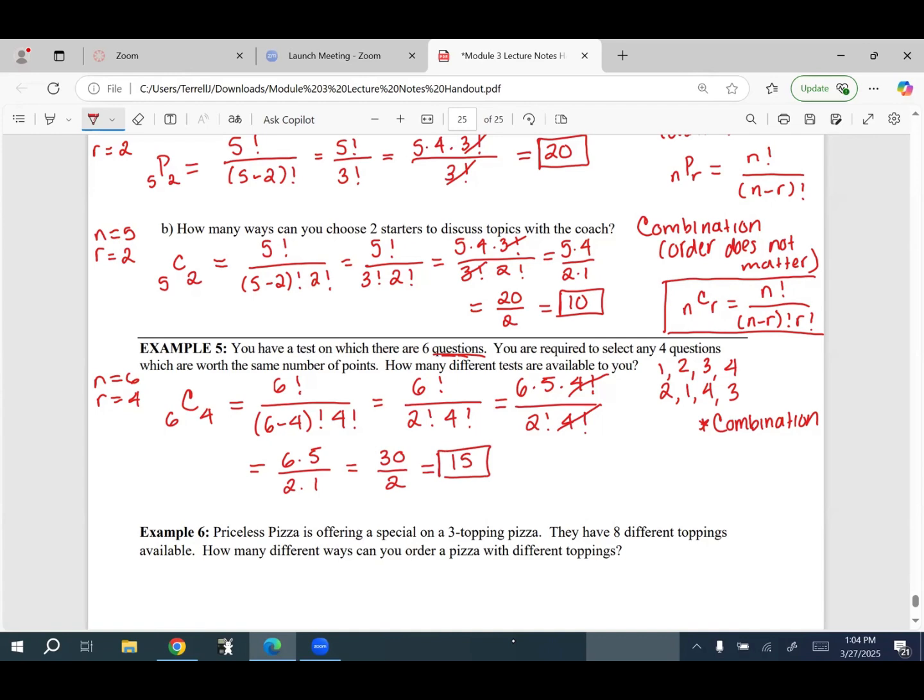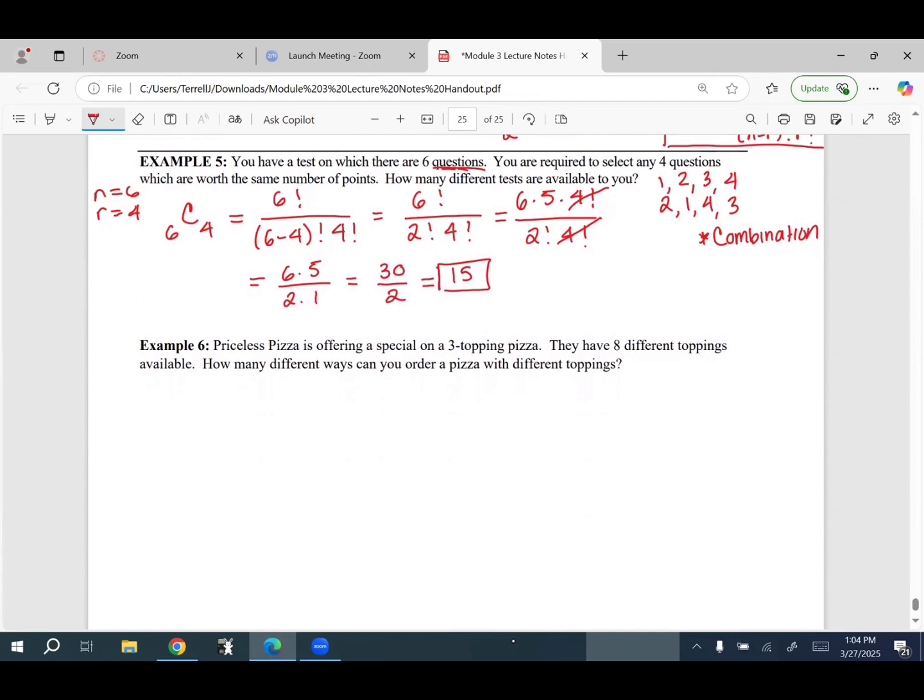And let's look at the last example. Priceless Pizza is offering a special on a 3-topping pizza. They have 8 different toppings available. How many different ways can you order a pizza with different toppings? So I have to consider, is this a permutation or a combination?